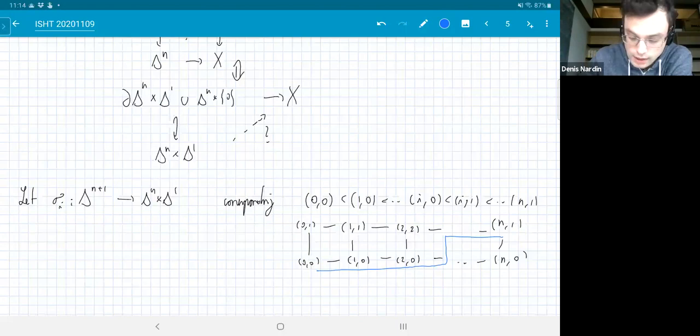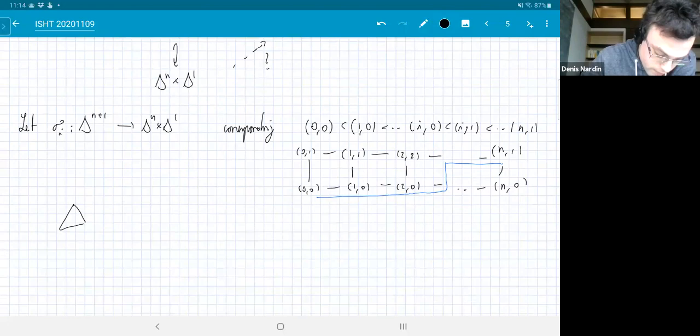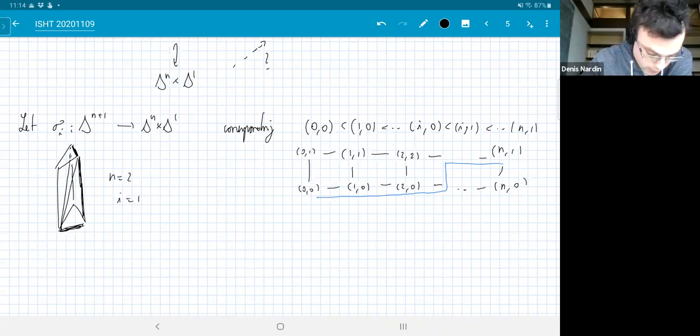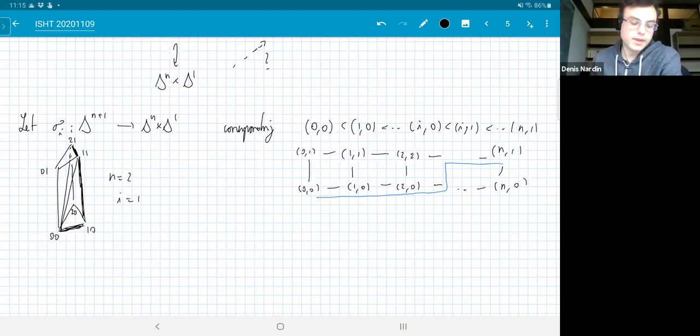And instead, if you see this as a prism, this corresponds, for example, so this is the case n equals 2, and let's say i equals 1, to this simplex in the prism. So this is (0,0), (0,1), (1,1), (2,1). This was (0,1), (2,0). And if you remember, in the proof of the homotopy invariance of singular cohomology, you show that you can build this prism by gluing these simplices one at a time. And that's exactly what we are doing.